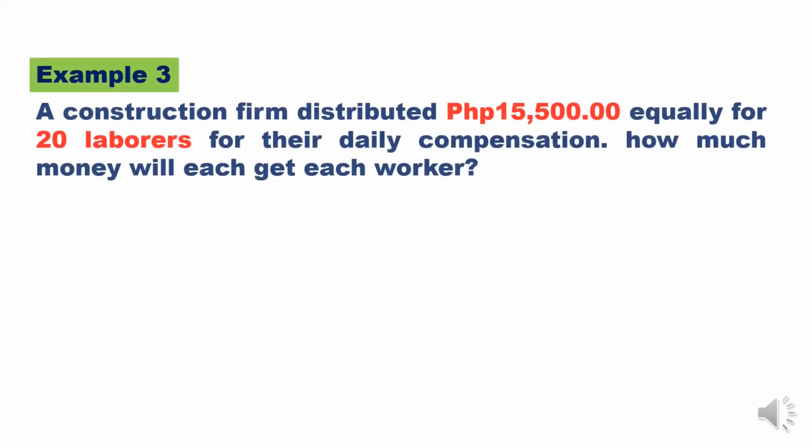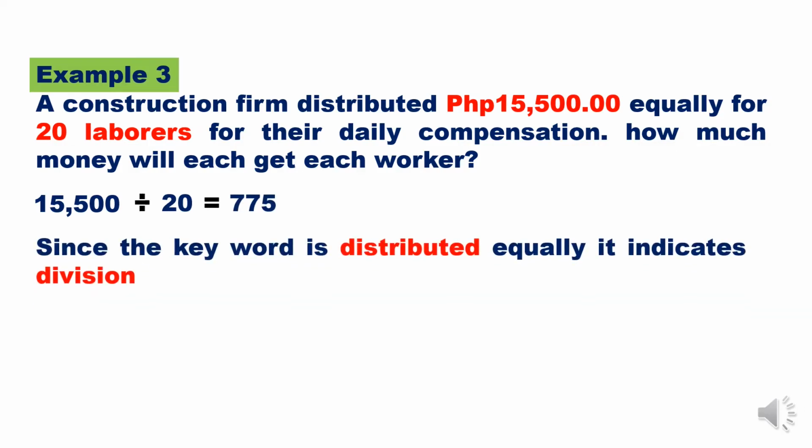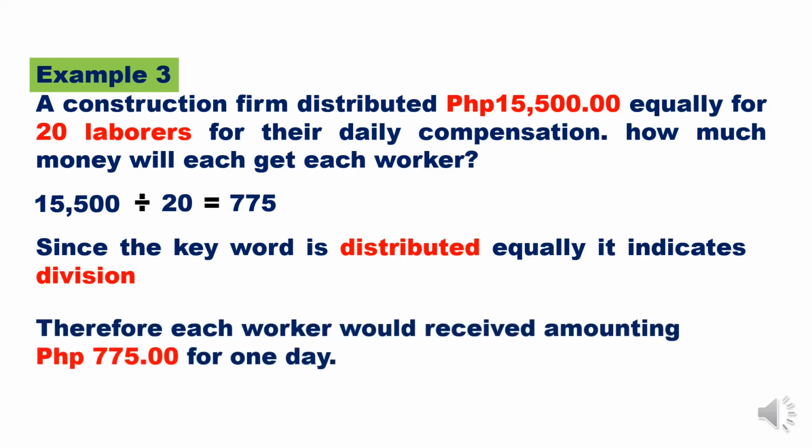Example 3. A construction firm distributed 15,500 pesos equally among 20 laborers for their daily compensation. How much money will each worker get? So 15,500 divided by 20. The answer is 775. Since the keywords are "distributed equally," it indicates division. Therefore, each worker would receive 775 pesos for one day.